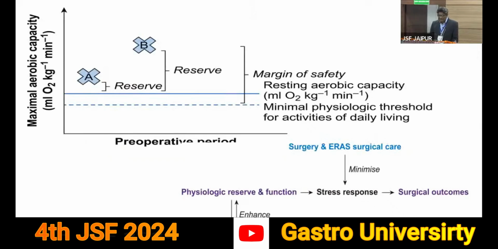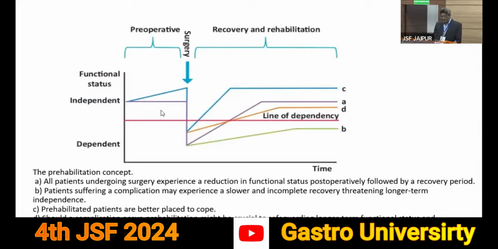I would like to explain this graph here. This is the minimal physiological threshold activity level, and this is the resting aerobic capacity margin. When the patient in the preoperative area is at level A, the result is only this much, while with prehabilitation it has been seen that the result is increased. This is the line of dependency. A normal patient coming to surgery is in the independent phase. Suddenly, after the surgery, this goes to a dependency level for a short period of time.